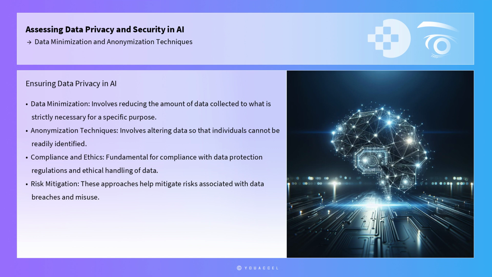Data minimization involves reducing the amount of data collected to what is strictly necessary for a specific purpose, while anonymization involves altering data so that individuals cannot be readily identified. Together, these approaches help mitigate risks associated with data breaches and misuse.